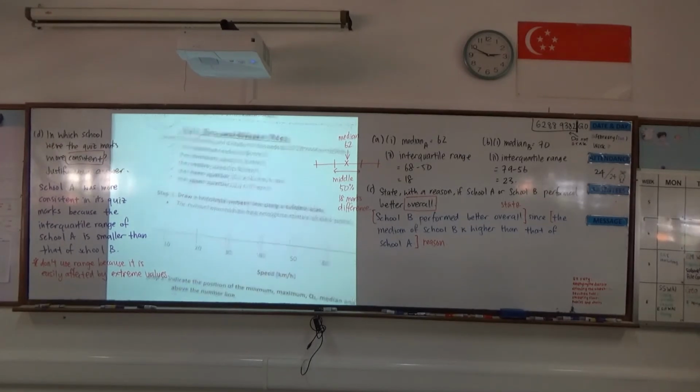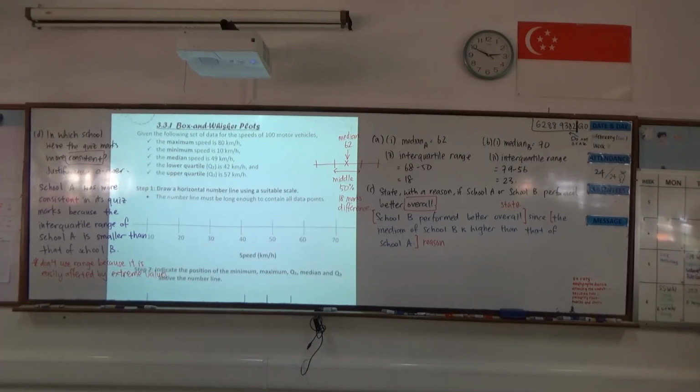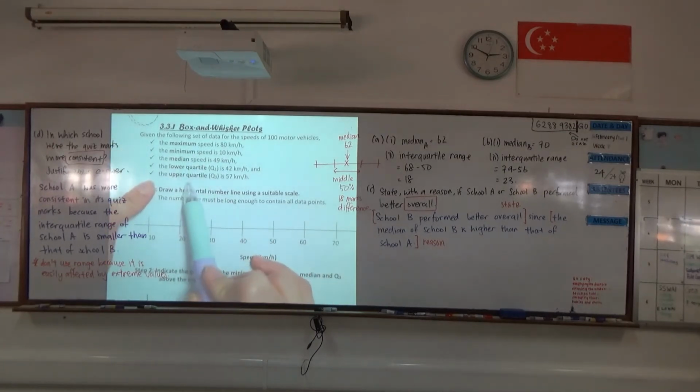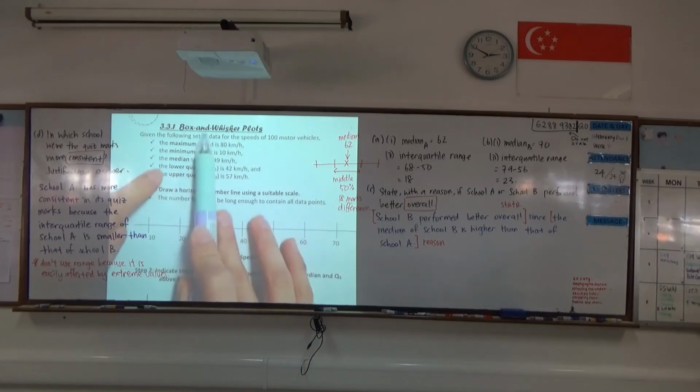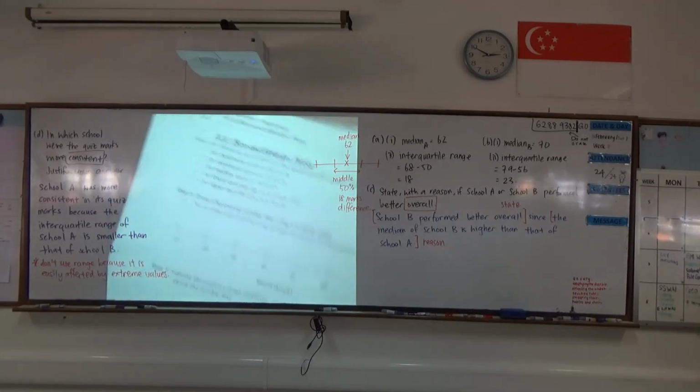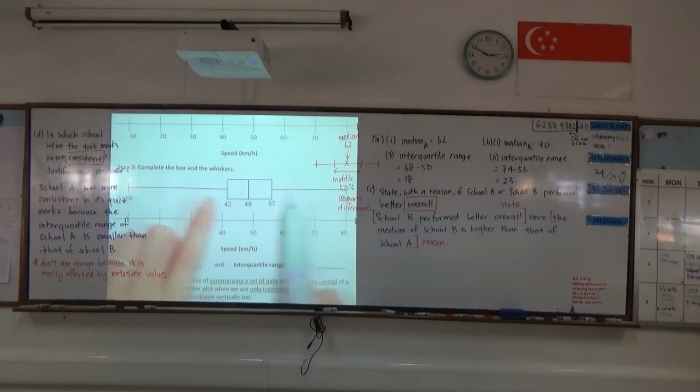Okay, 10 minutes. Let's just cover a bit of box and whisker plots. A box and whisker plot is another consolidated diagram that focuses on 5 data: the maximum value, the minimum value, the median, the lower quartile, and the upper quartile. Why is it called a box and whisker? It is because after you draw it, there will be a box and there are whiskers. That's why it's called a box and whisker plot.